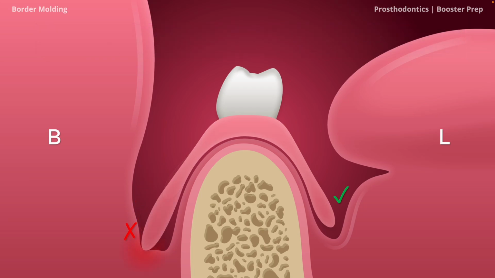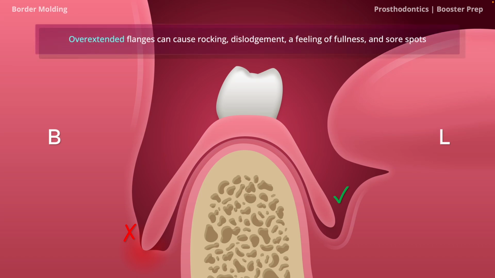Similarly, overextended flanges occur with insufficient border molding movements or an overextended custom tray. These overextended flanges can cause rocking of the denture base, dislodgement of the denture, a feeling of fullness of the lips and cheeks, and obviously sore spots in the area of overextension.